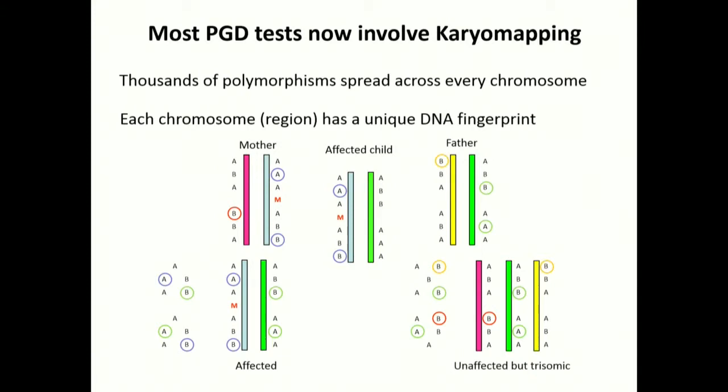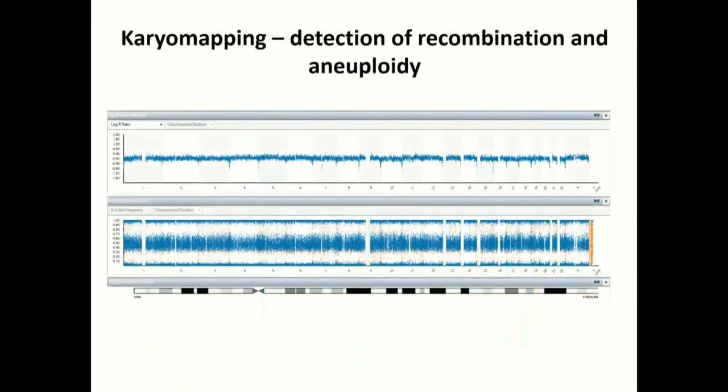So while unaffected, this embryo is, of course, trisomic, so we wouldn't want to transfer that embryo. This is what the actual data output looks like using the BlueFuse software that we use for this. Here's a normal embryo, and you can just see all of the different SNPs lined up in the order they appear along the length of each chromosome.